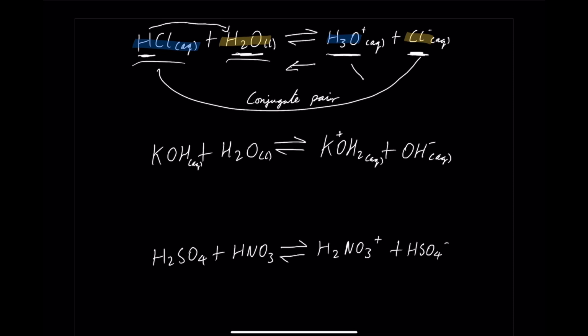So here's the base. If I was to ask you again which one's acting as the base and which one's acting as the acid on the reactant side, between potassium hydroxide and the water, you can very easily tell here that potassium hydroxide is acting as the base. But again, why is it acting as the base? Because going back to Bronsted-Lowry acids and bases, a Bronsted-Lowry base is a proton acceptor. That's a 1 mark answer.